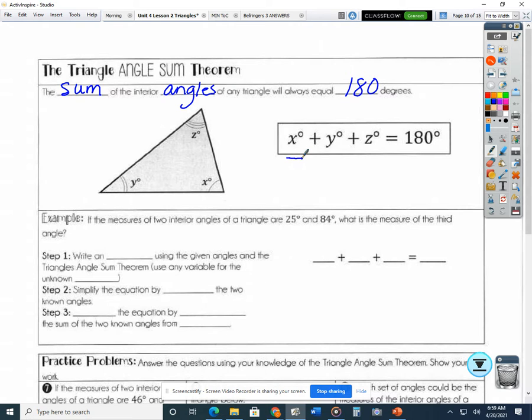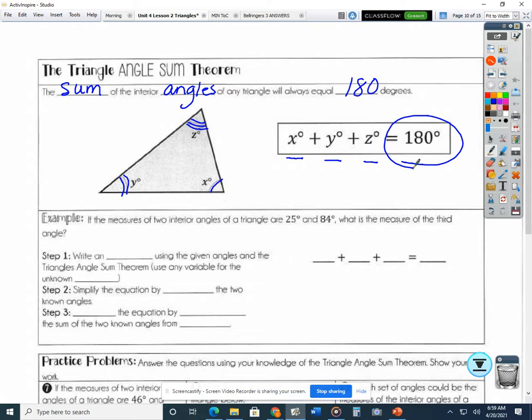This can be written as an equation. X, here's our X angle, the measure of angle Y, our Y angle, and the measure of angle Z, our Z angle, when all added together, will equal 180 degrees.